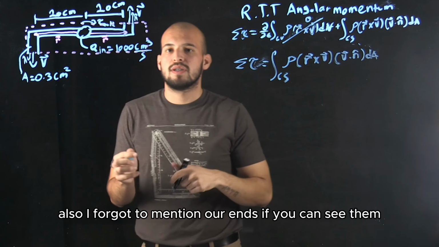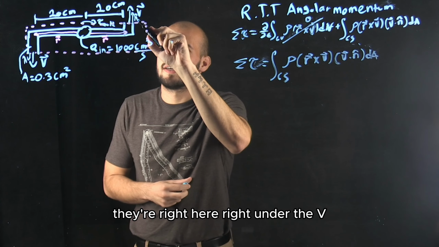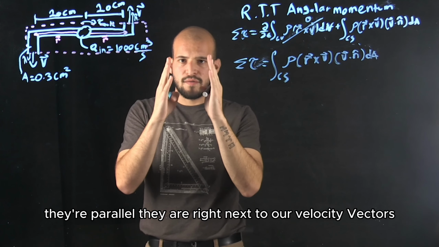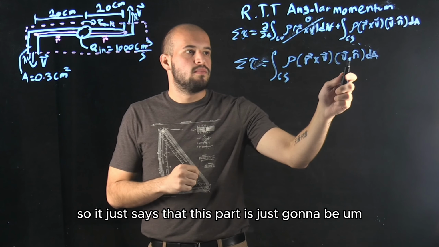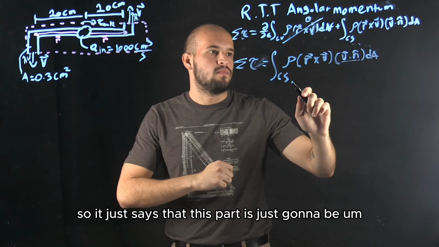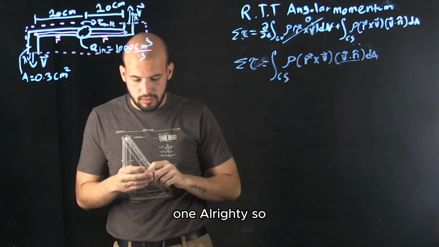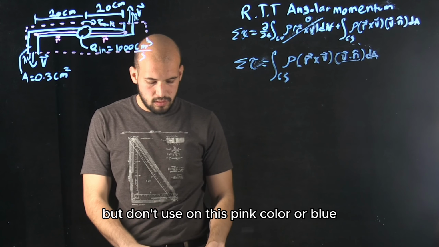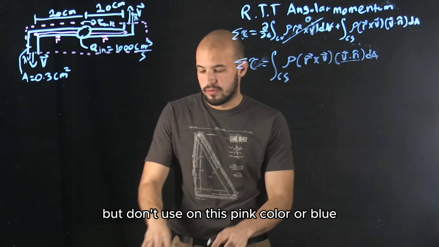Oh, also I forgot to mention our n's. If you can see them, they're right here, right under the v. They're parallel, directly next to our velocity vector. So it just says that this part is going to equal 1. Alrighty, I'll use pink. Okay, or blue.